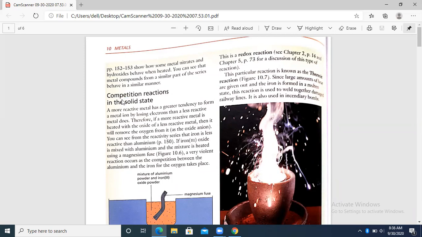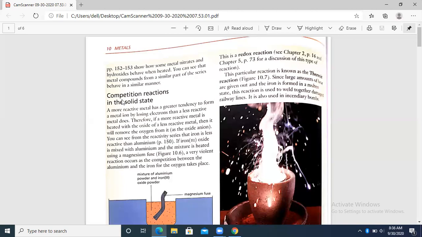When metal reacts with acid, it will produce the metal salt and hydrogen. When it reacts with oxygen, it will produce the metal oxide. When metal reacts with water, it will produce the metal hydroxide and hydrogen. And when it reacts with steam, it will produce metal oxide and hydrogen. That we studied. After that, we studied the decomposition of metals, how they decompose.